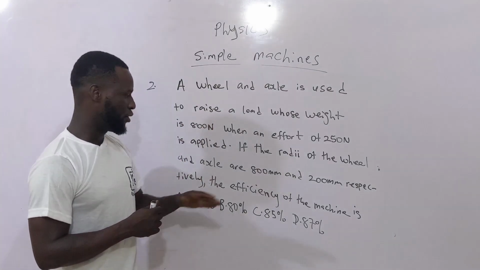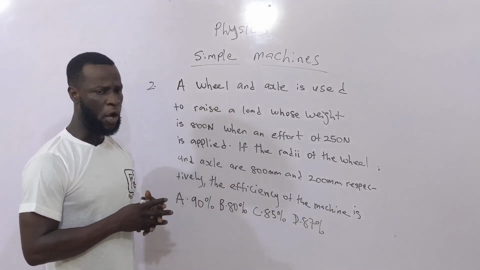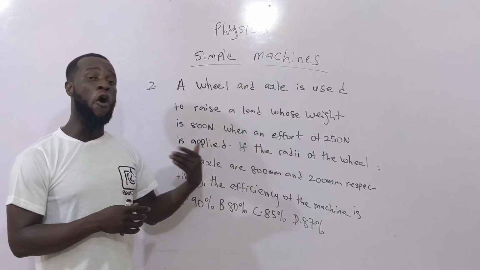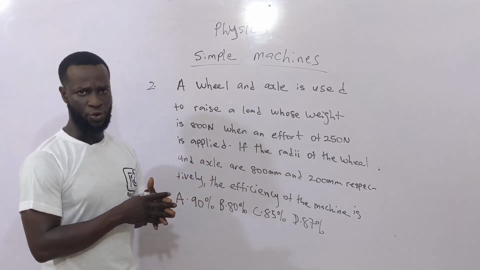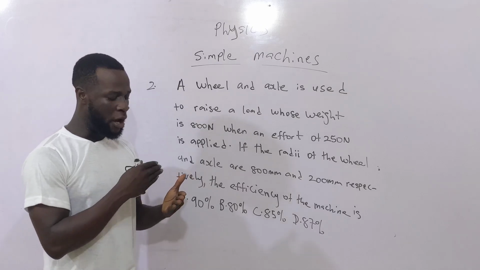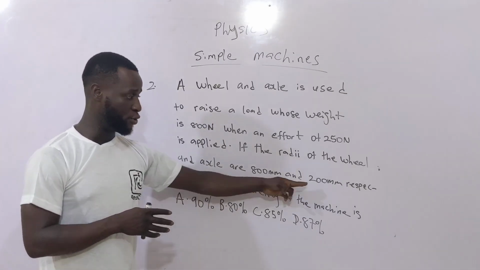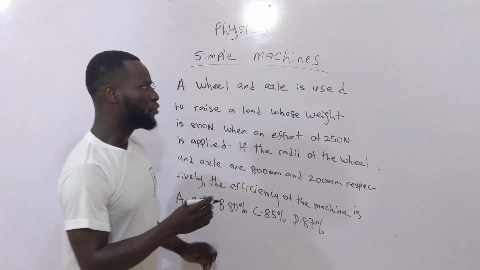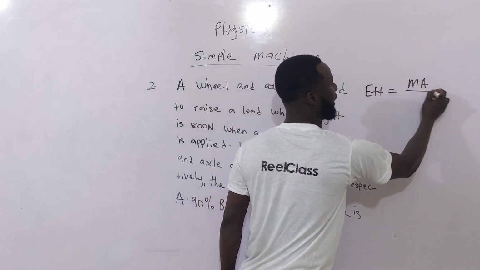Look further into the question. We're given the radius of the wheel, and we're also given the radius of the axle. What can I do with these two pieces of information? I can use them to find velocity ratio. Because from our previous table of simple machines and their velocity ratio, we learned that the velocity ratio of a wheel and axle is equal to radius of the wheel divided by radius of the axle. So I can find velocity ratio with this information. Therefore, to find my efficiency, I would say efficiency is equal to mechanical advantage divided by velocity ratio.